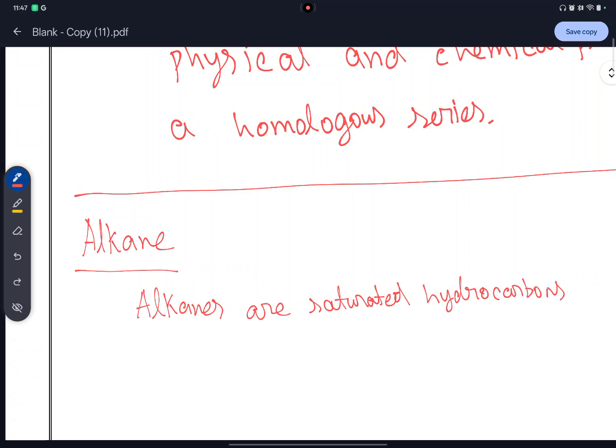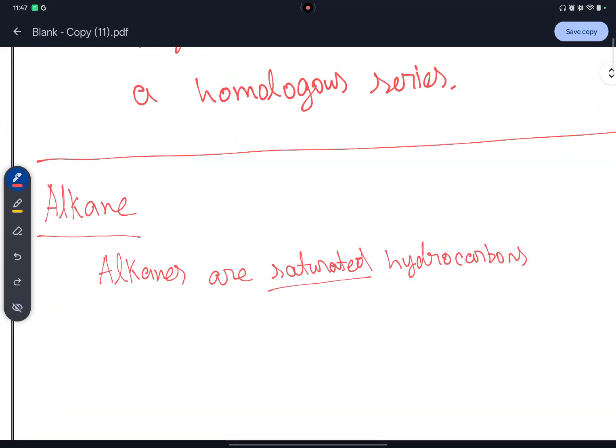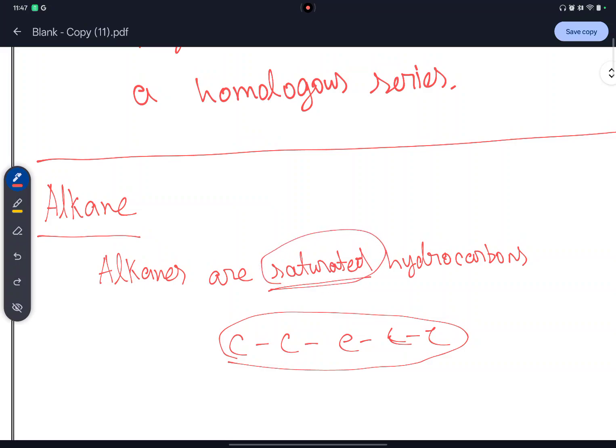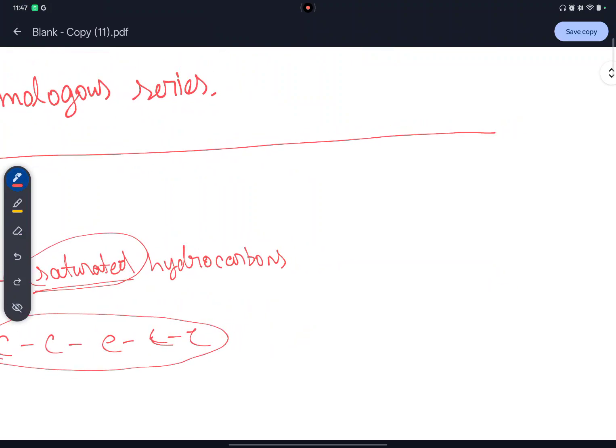Now, what is saturated actually? Saturated means all the carbons are added with a single covalent bond. That means if the chain is like this, C, C, C, C, C, all the carbons have single bonds between them. Whenever all the carbons have single bonds between them, they are considered saturated hydrocarbons. So alkanes are saturated hydrocarbons with a general formula CnH2n plus 2.